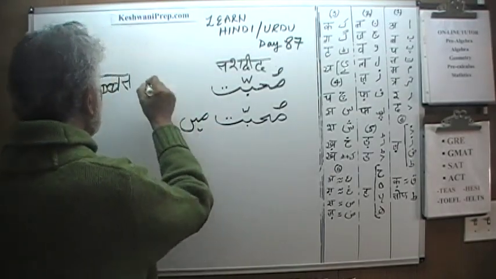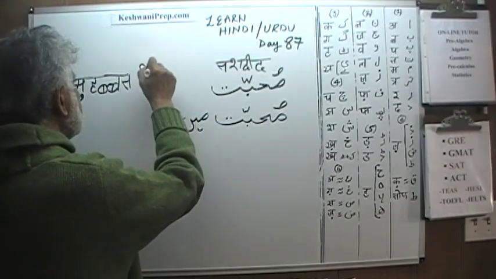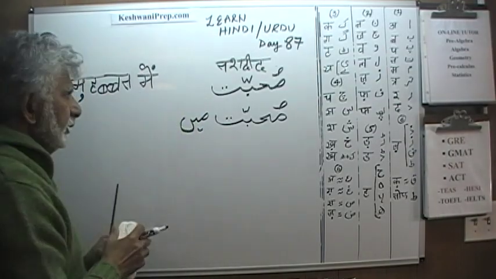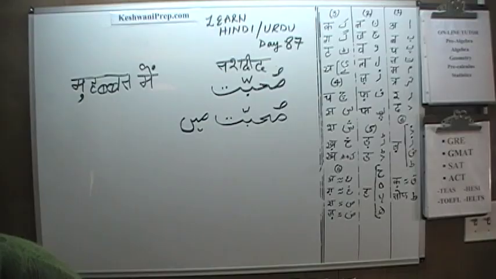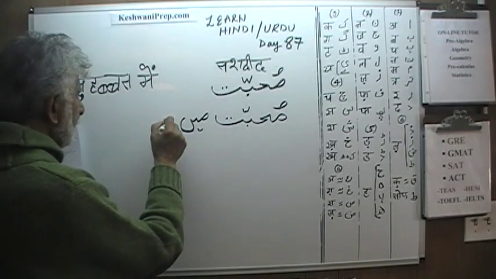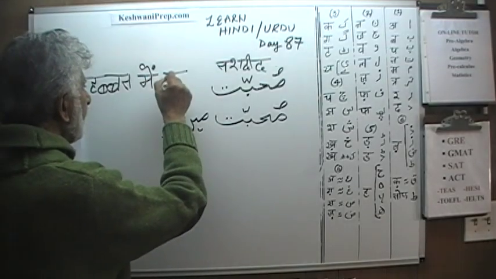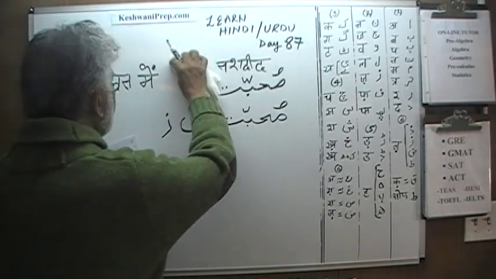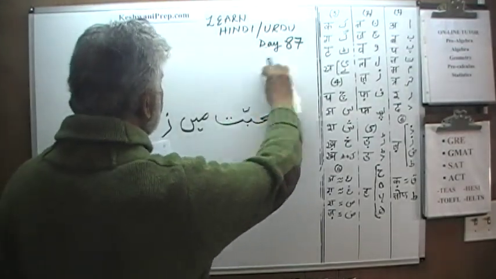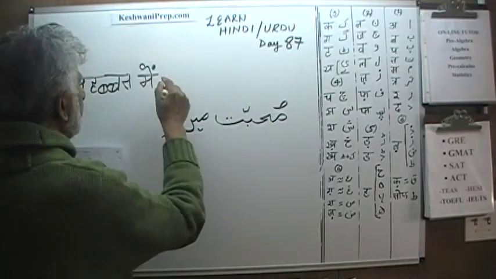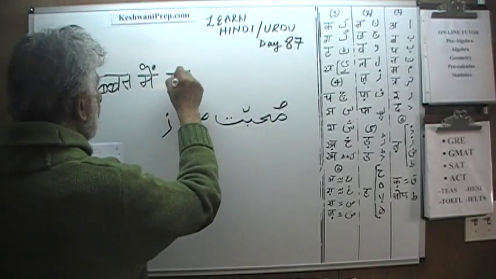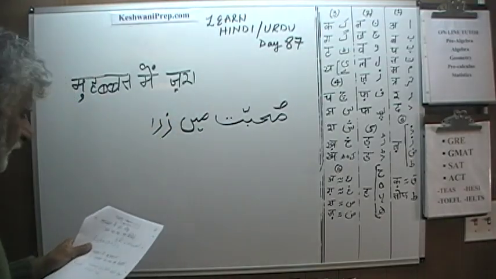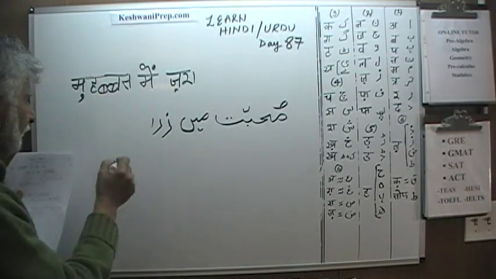Muhabbat mein. This nun gunna gives us the dot. Muhabbat mein, zara, z and ra. Muhabbat mein zara, and here's the word we just learned, asu.